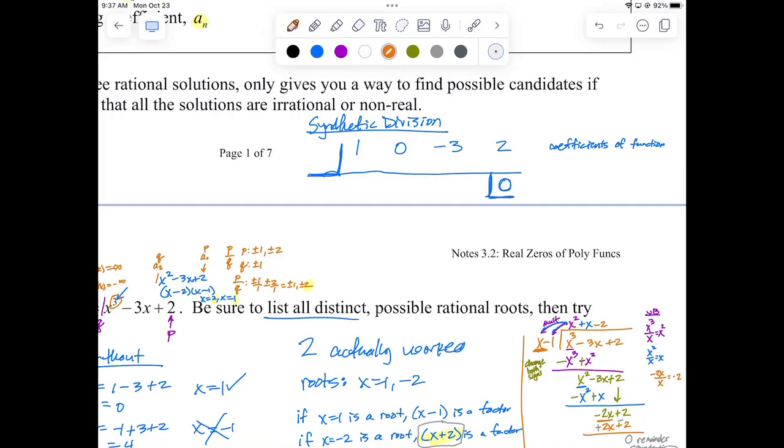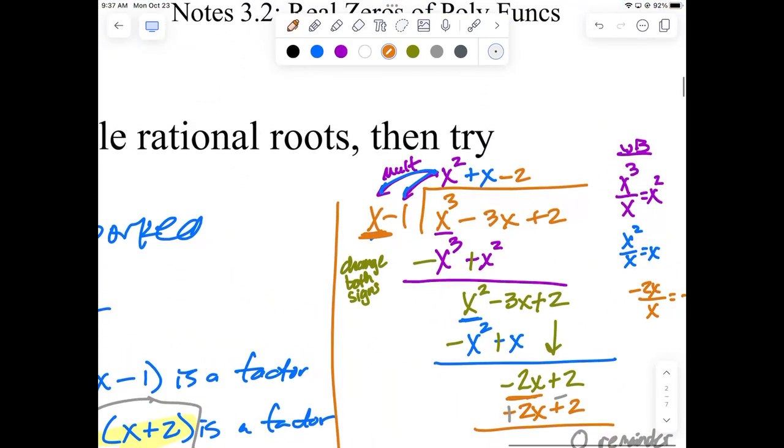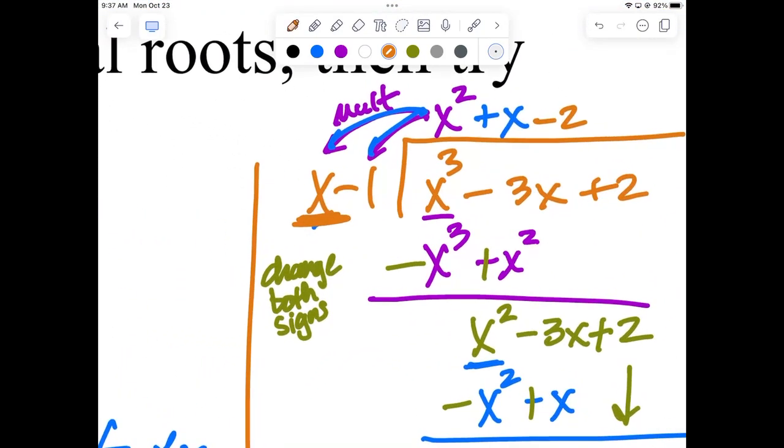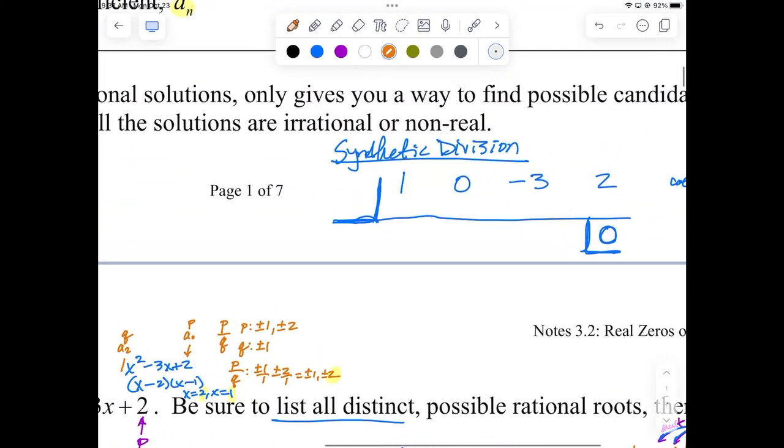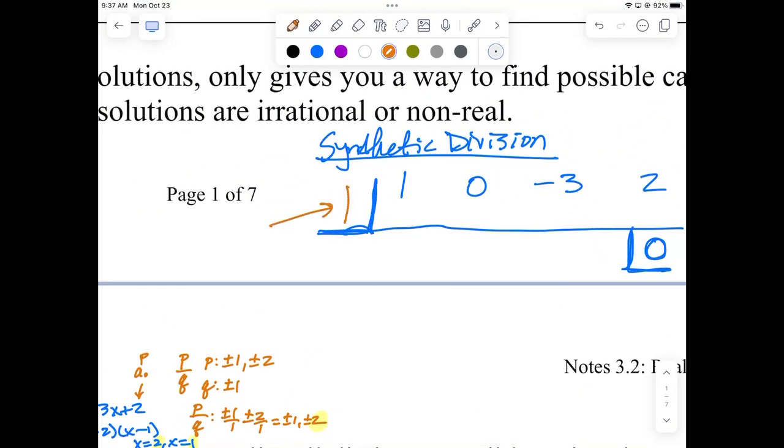Now when you synthetically divide, you don't divide with the factor, you divide with the root. So what's the root of x minus 1? x equals 1. So this is the root. We put the root right there. We synthetically divide with the root. Now here's the process. Are you ready?